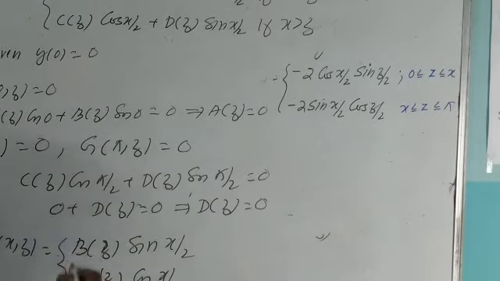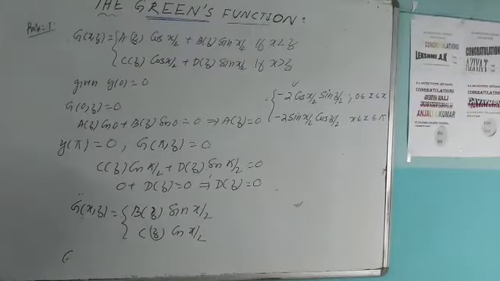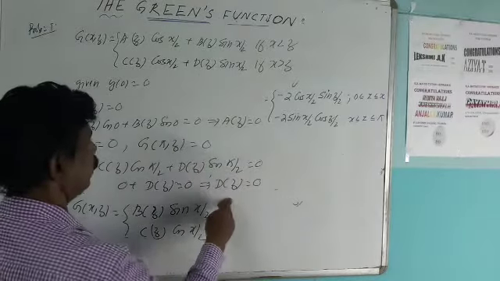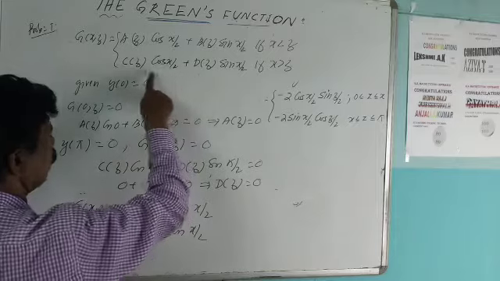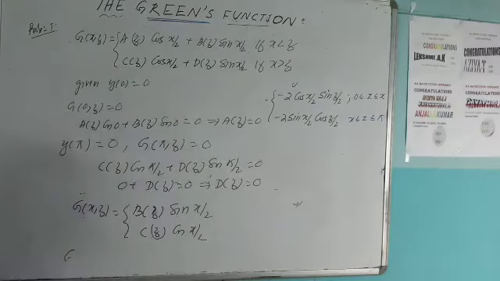Okay. That is dx is ready. In this case, a is equal to 0 and d is equal to 0. So we can write b is sin x by 2 and c is cos x by 2. Then two conditions are already done. What will be the third condition?